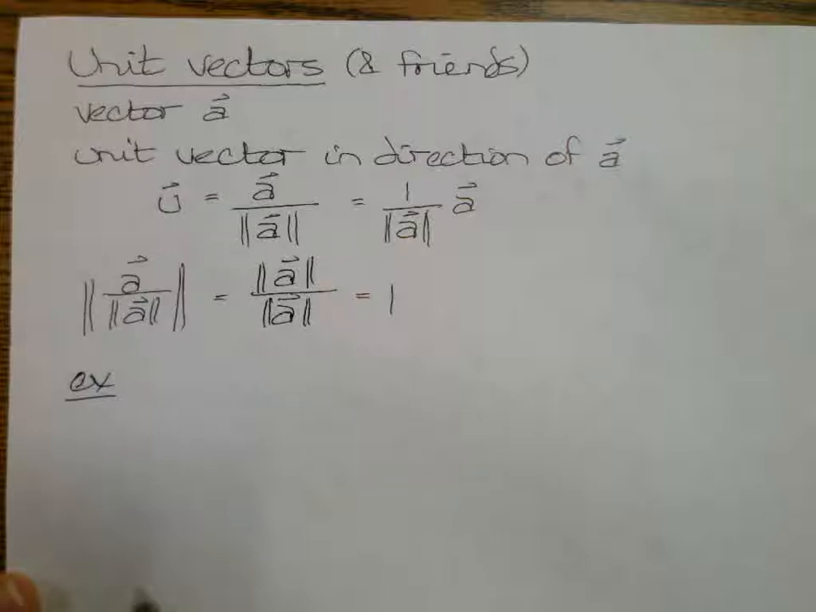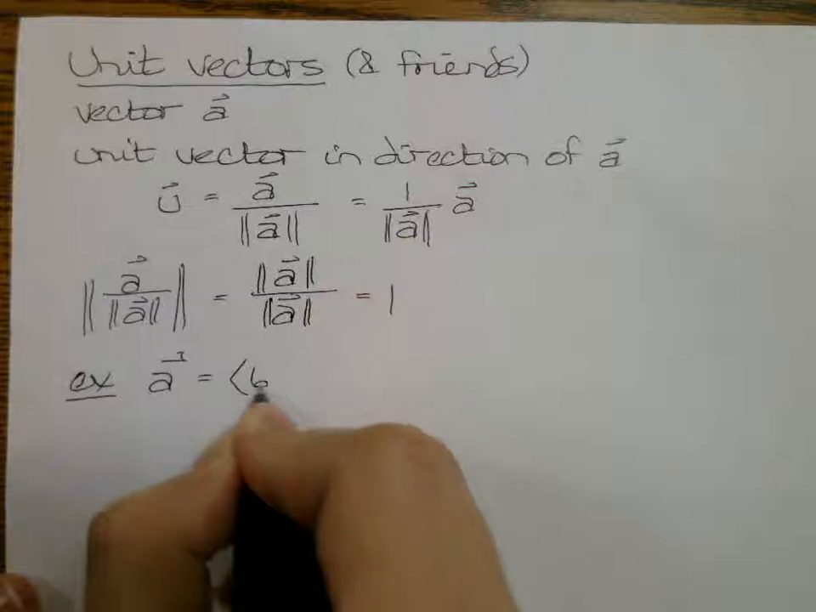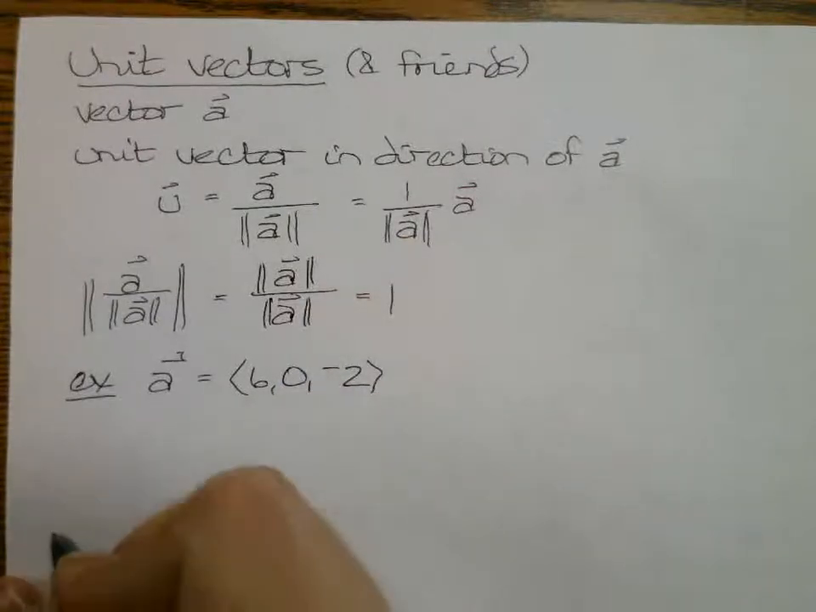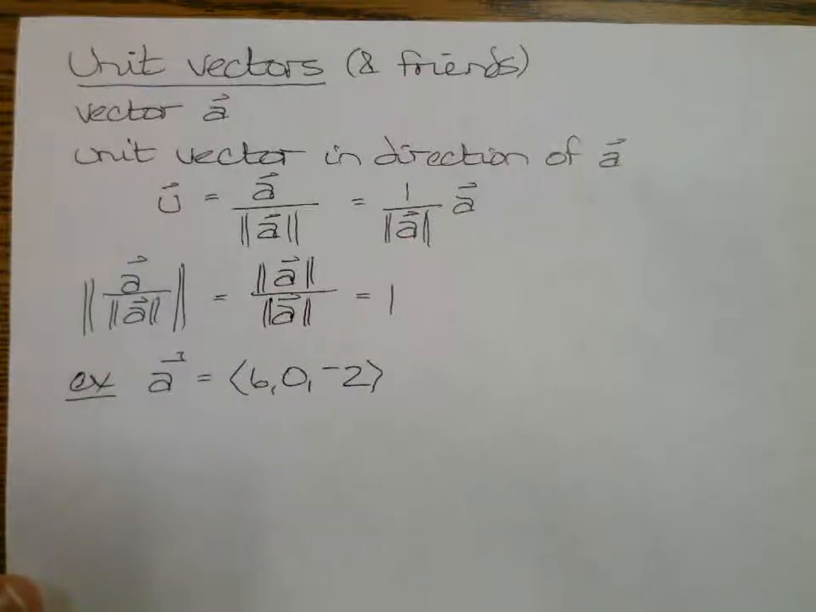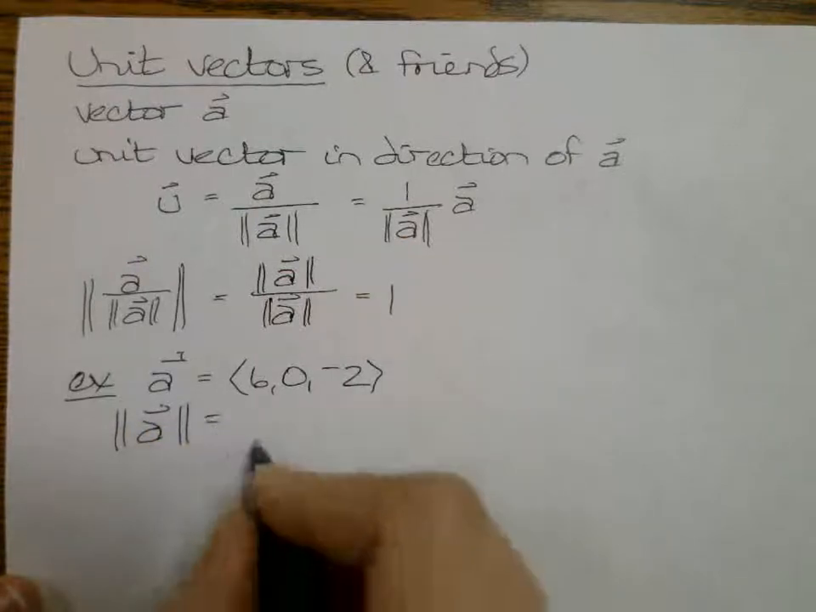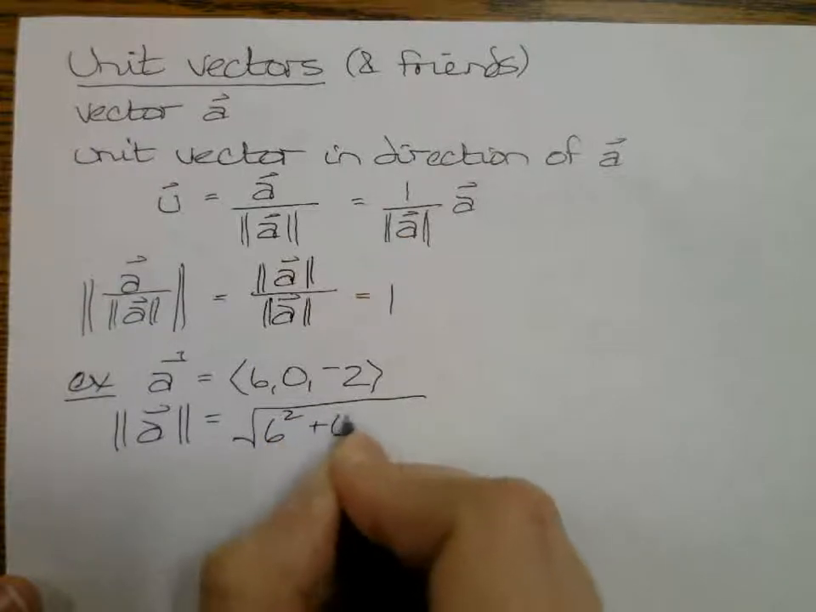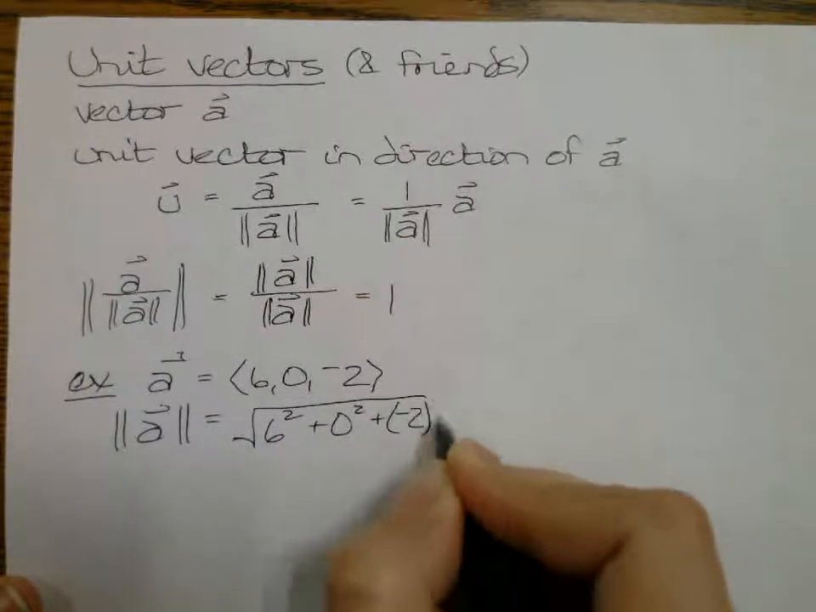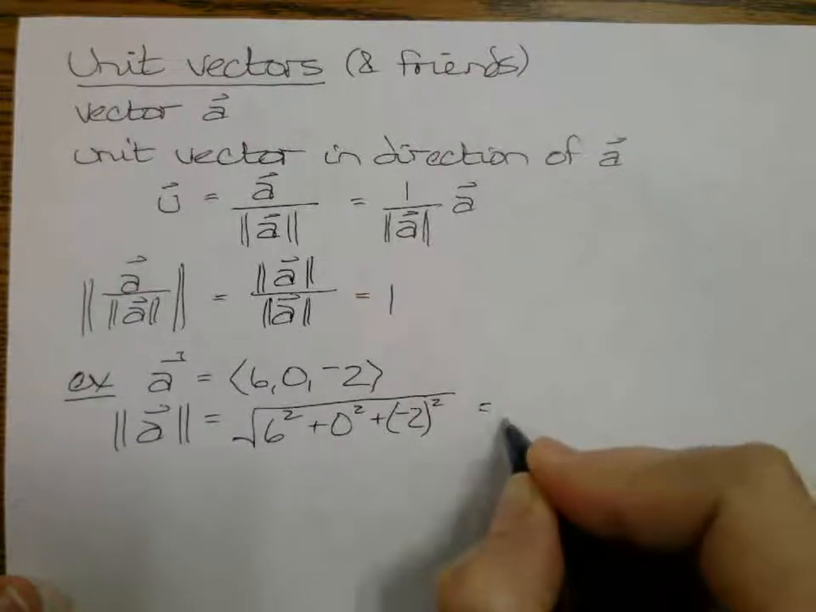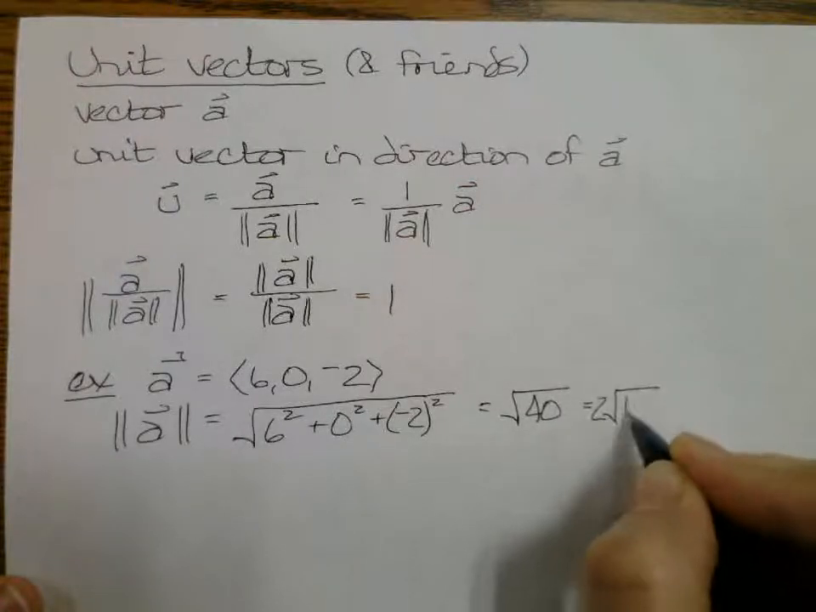For example, if I have the vector 6, 0, negative 2, and I want a unit vector going in the same direction, first I need its magnitude. So square root of the squares of the components. 36 plus 4 is 40, so that's 2 root 10.